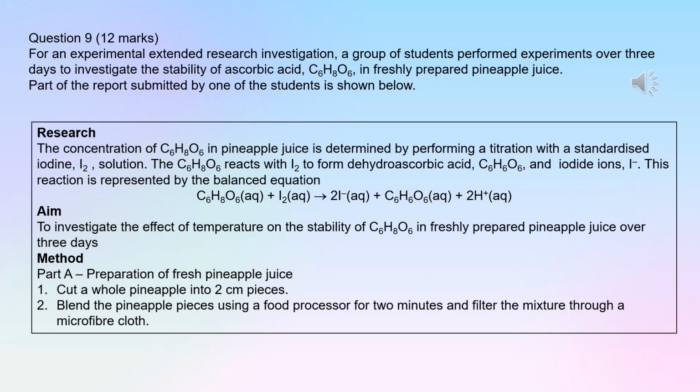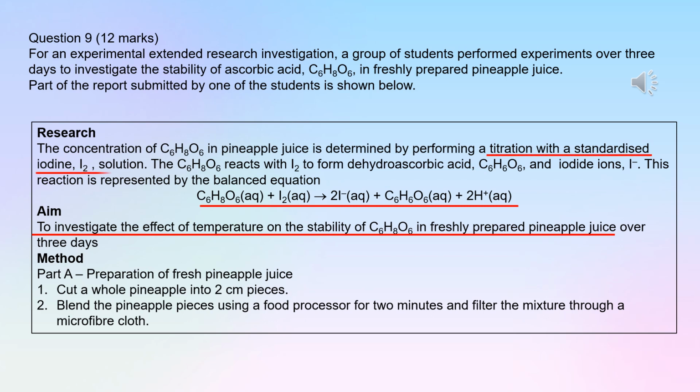This is a titration experiment. The aim is to investigate the effect of temperature on the stability of ascorbic acid. The sample is fresh pineapple juice, and the standard titrant is iodine. Pineapple is blended with a food processor and the mixture is filtered to get juice.